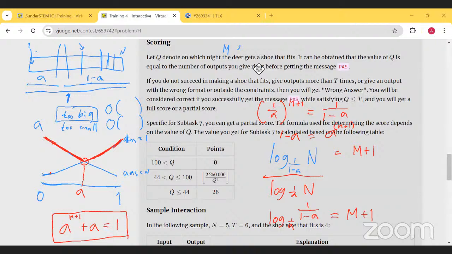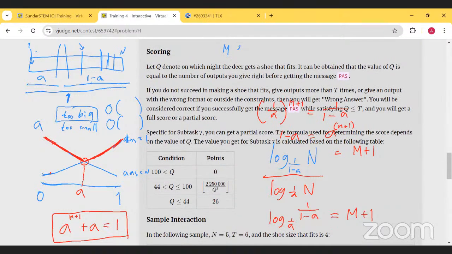We should not solve it with mathematics, but we can solve it with programming. Any idea to find the value of A? Not mathematically, but with programming. Yeah, that's great. With using binary search.